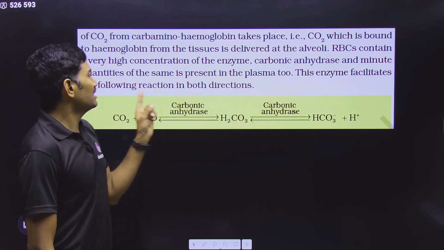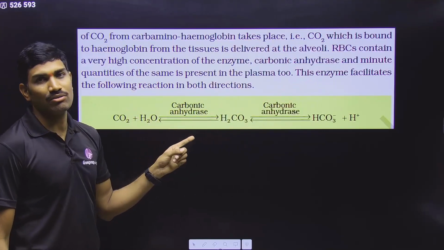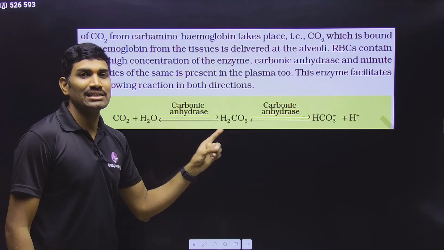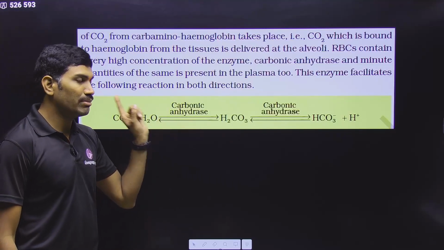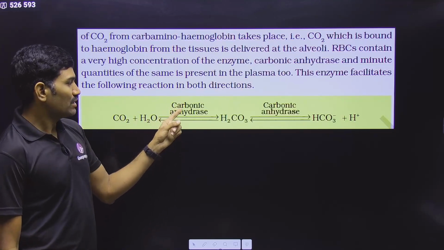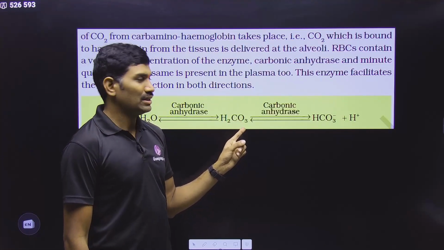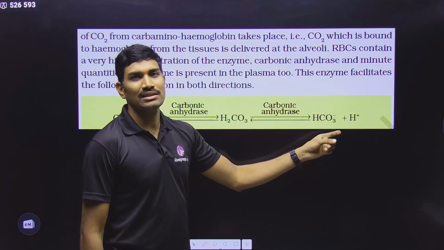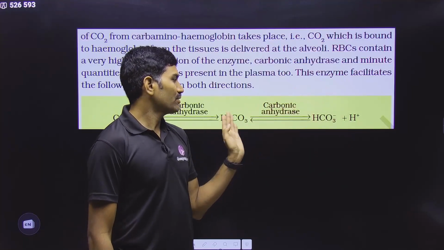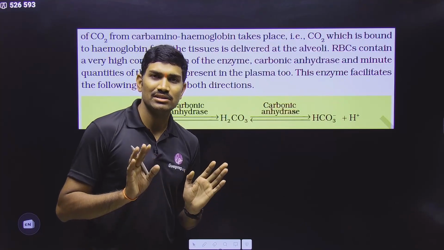Next one, this enzyme facilitates the following reaction in both directions. It is a double-headed arrow. The reaction can occur in both directions, so it is bidirectional. Please observe this carefully. CO2 plus H2O in the presence of carbonic anhydrase is converted into H2CO3. And the same enzyme is also catalyzing the separation of H plus from this, so that bicarbonate ion and H plus ion, the proton, are released.